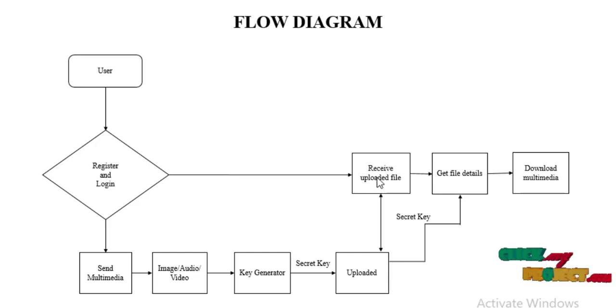If we move to the receive multimedia part, the user will get the list of uploaded encrypted files. After that, they have to select which file they want to download. It will check at the backend and get the secret key from the backend. After that, the multimedia file will be downloaded.